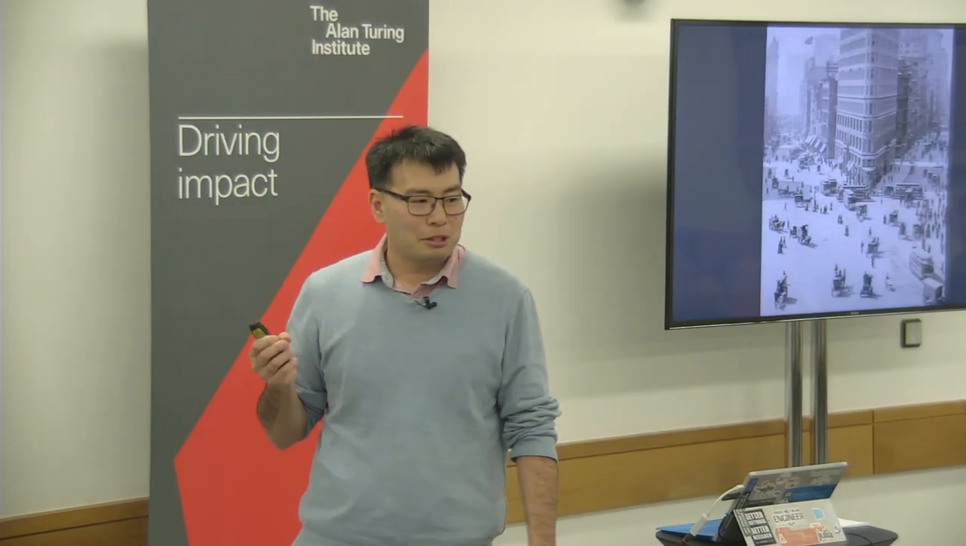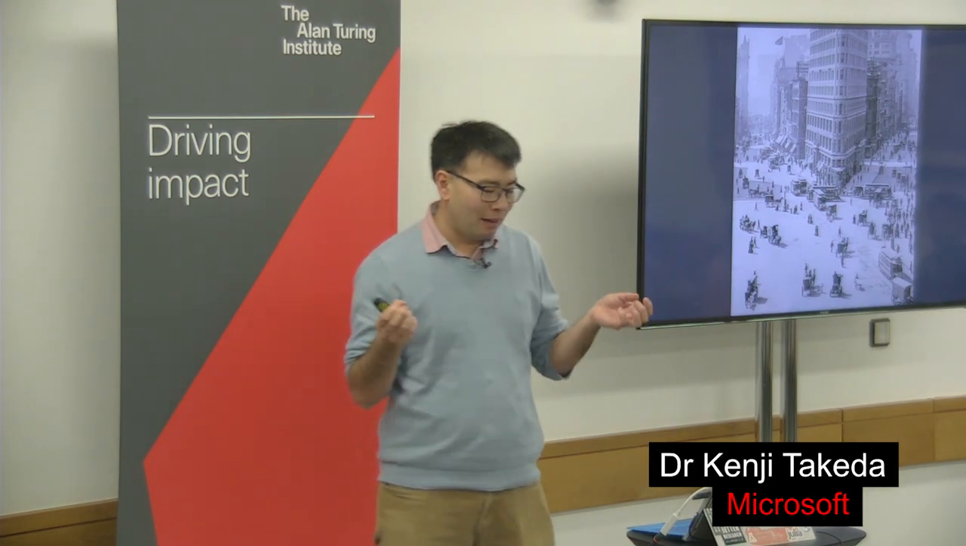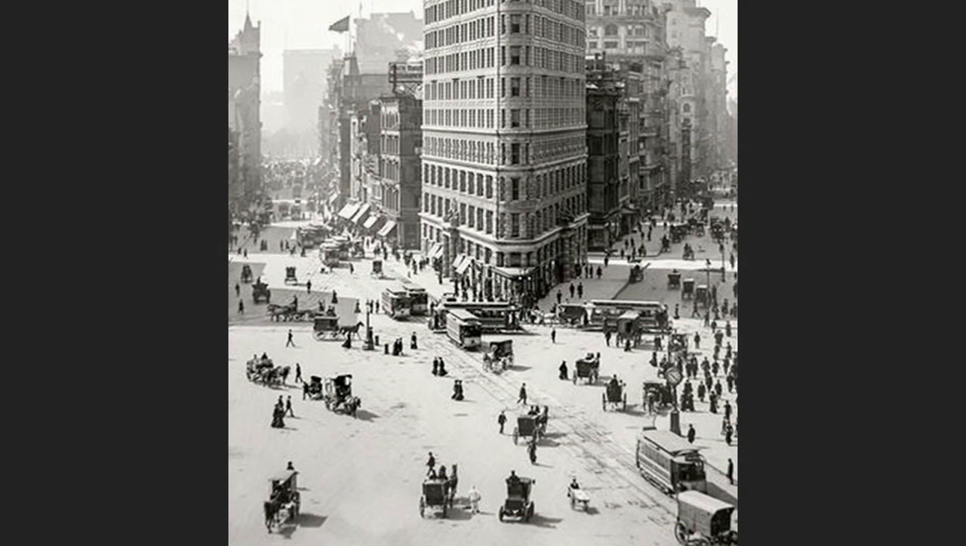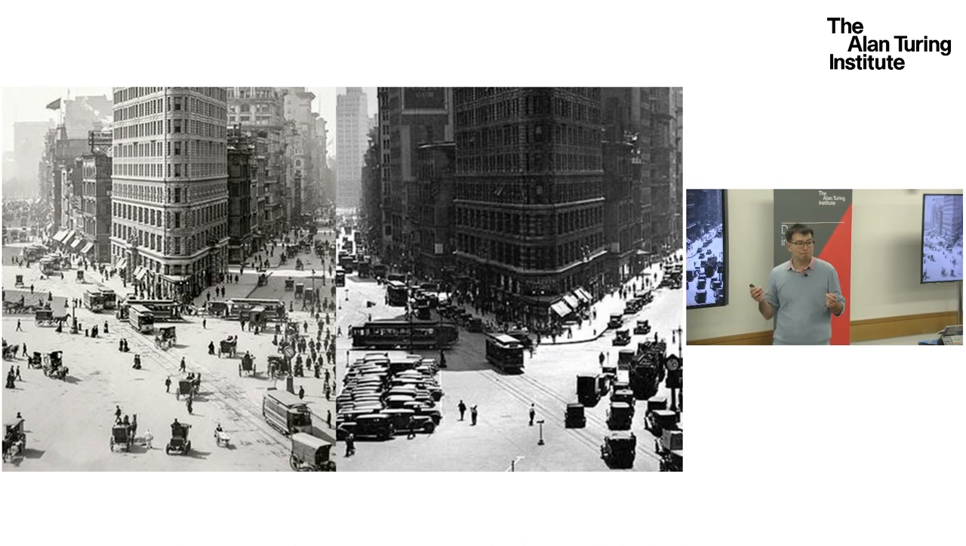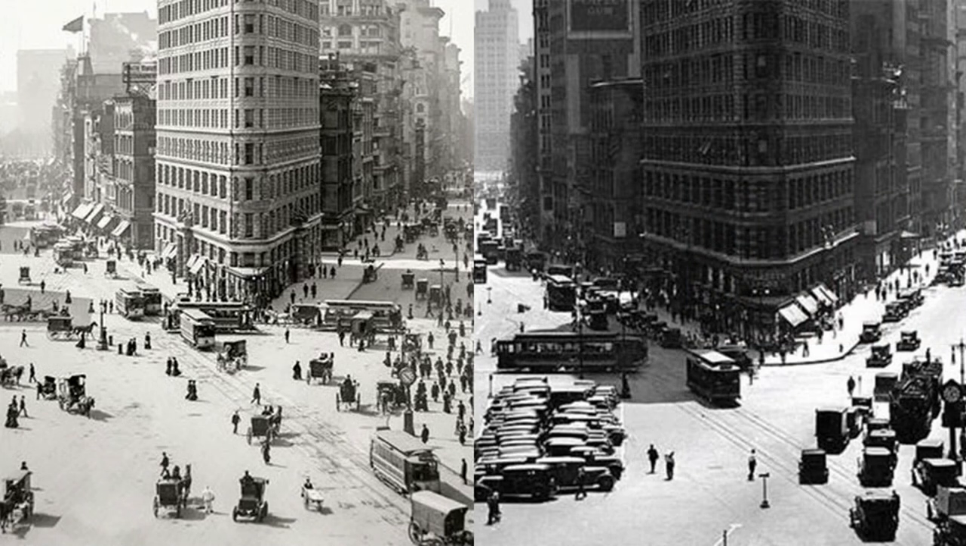So this picture here is a junction at Fifth Avenue, East 23rd Street, and Broadway in New York. Taken in 1905, if you look at the picture, you'll see horses, horse-drawn carriages, and lots of people walking around. And this picture is the same picture 20 years later. What you notice is there is not a single horse in that picture.